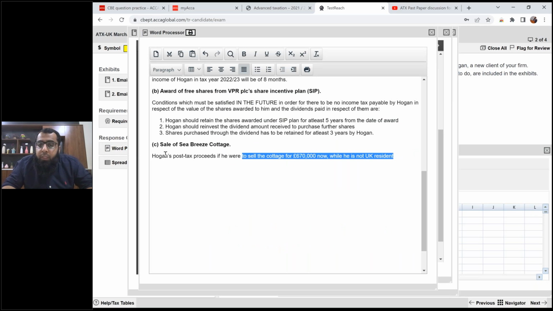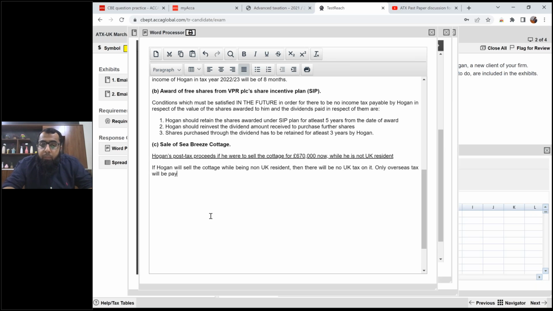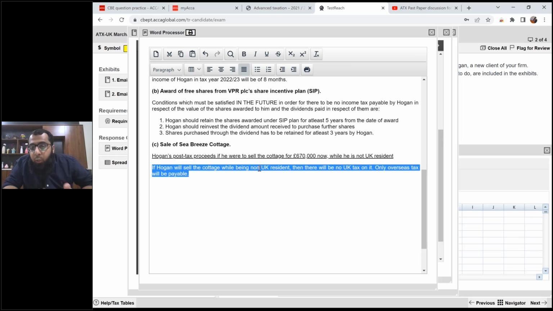Hogan's post-tax proceed if he were to sell the cottage now, while he is not UK resident. If Hogan sells the cottage while being non-UK resident, then there will be no UK tax on it. Only overseas tax will be payable, because he's been non-UK resident for the last 30 years.